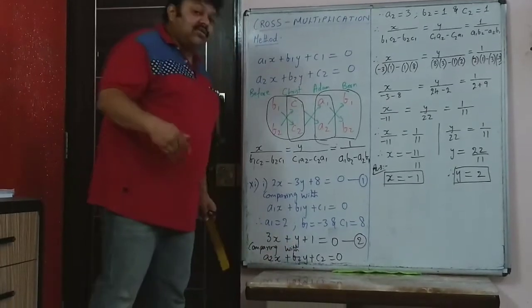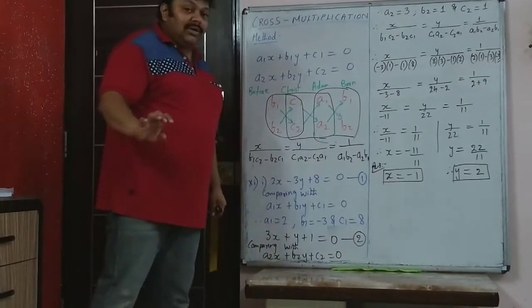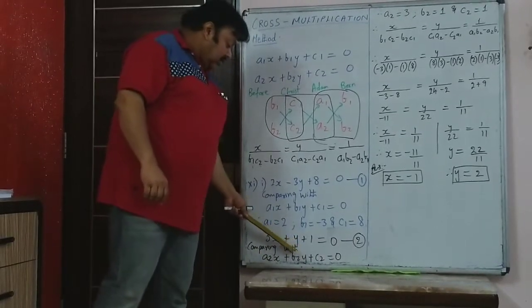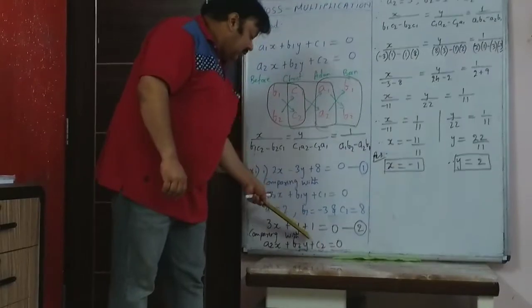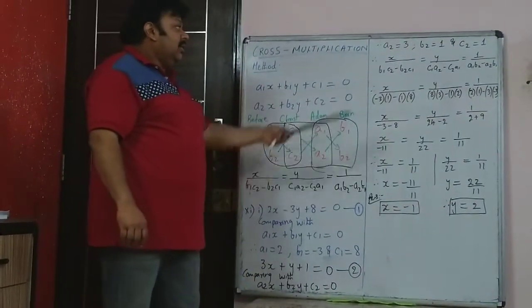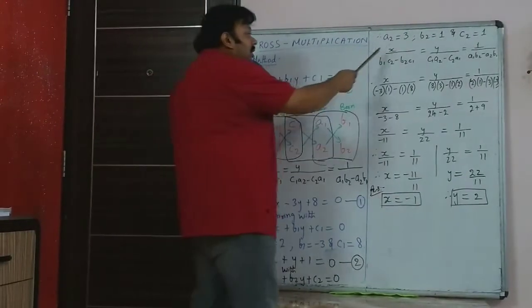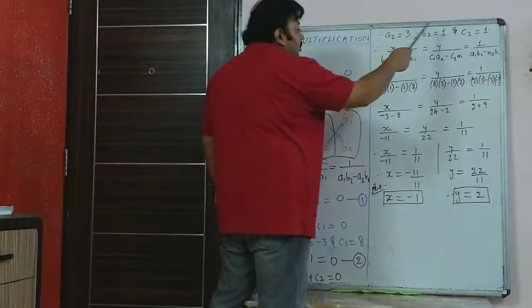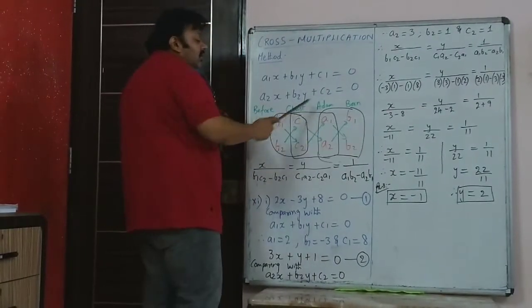b2y, here it is just y, means in front of y it is 1. It is actually 1y, it is not 0. So your b2 is equal to 1. And c2, and on top it is plus 1. So c2 is equal to 1. So now we are using the cross multiplication method formula, which I had told you how to write it.